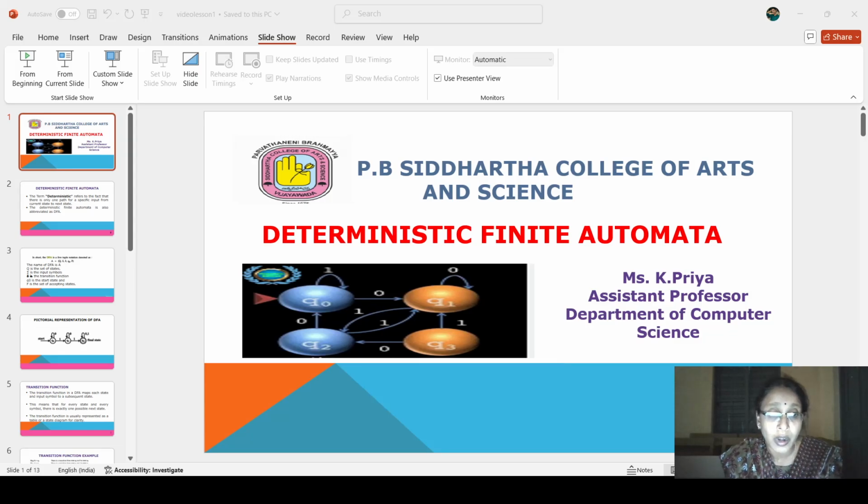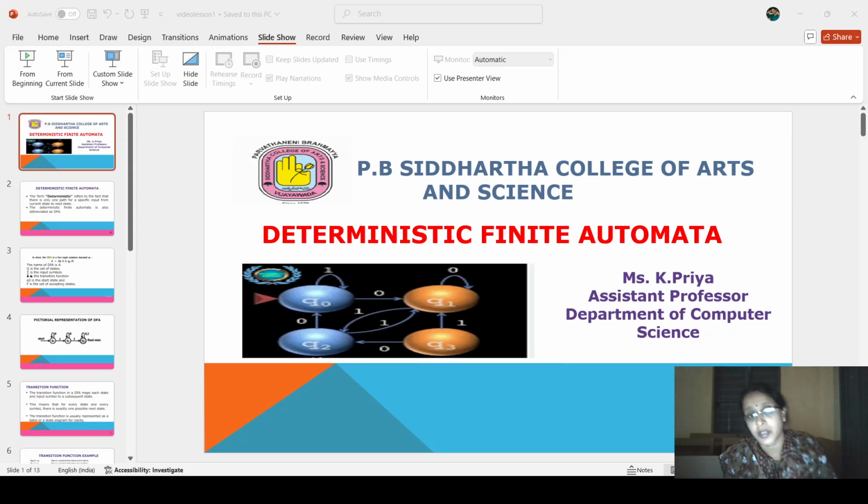So delta: Q times sigma to Q. Q means it contains the set of states. Here in this diagram we have three states q0, q1 and q2. In the alphabet, here we are using two input symbols, 0 and 1. These 0 and 1 are called binary alphabets.